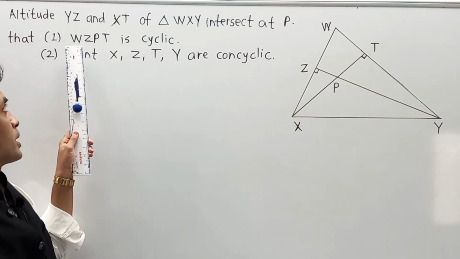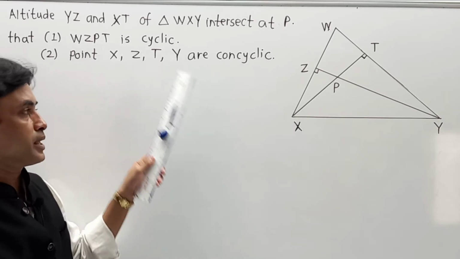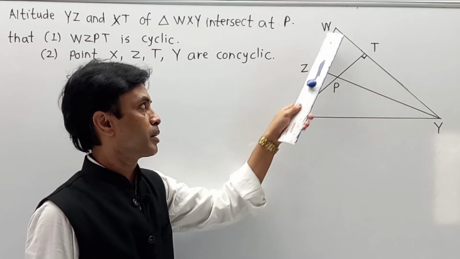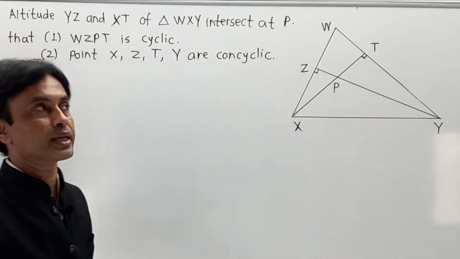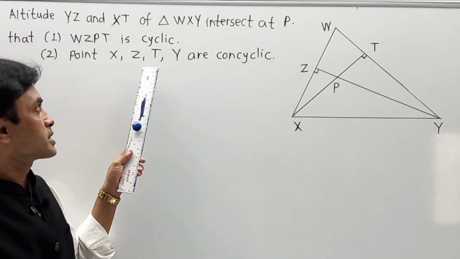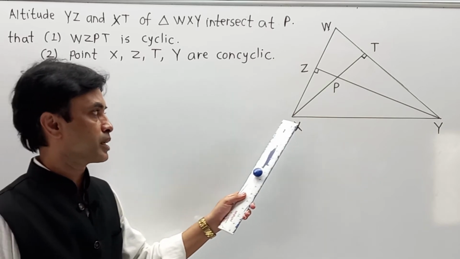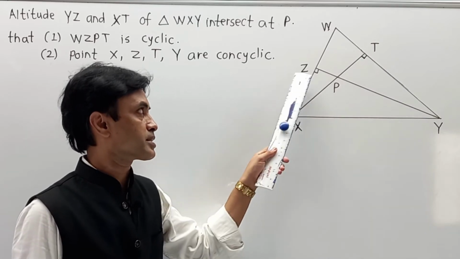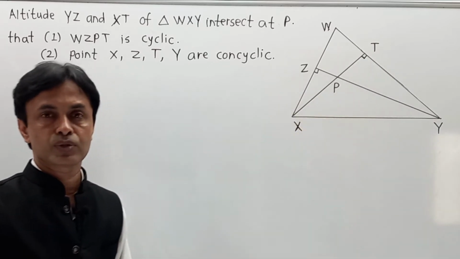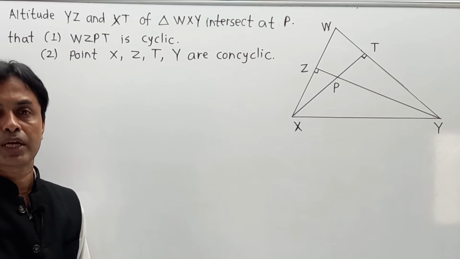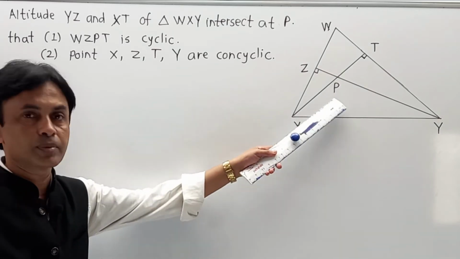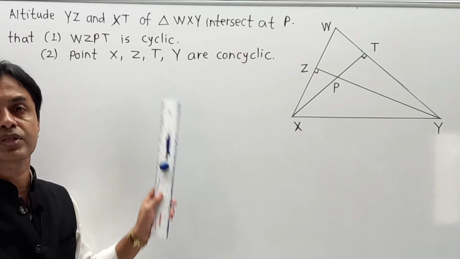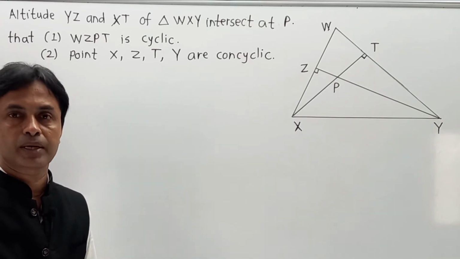Now we have to prove that WZPT is cyclic, and second, points XZTY are concyclic. When we are going to prove that part, you cannot understand it directly from this diagram. So I am going to draw two breakups of this diagram, for the first and second parts. You can easily understand that part.